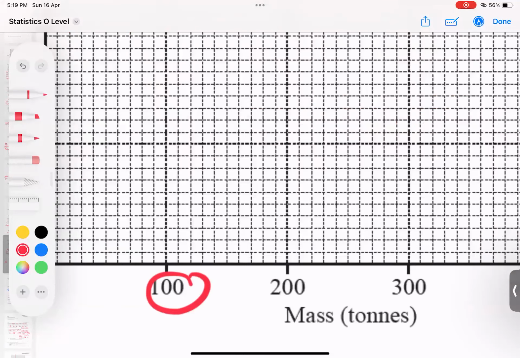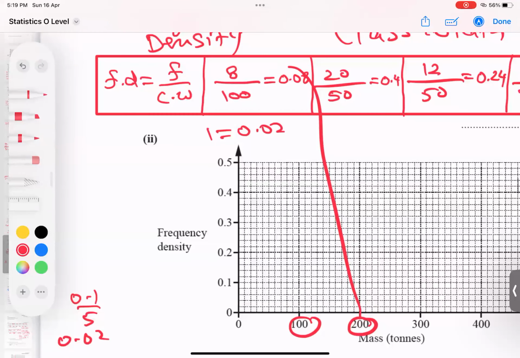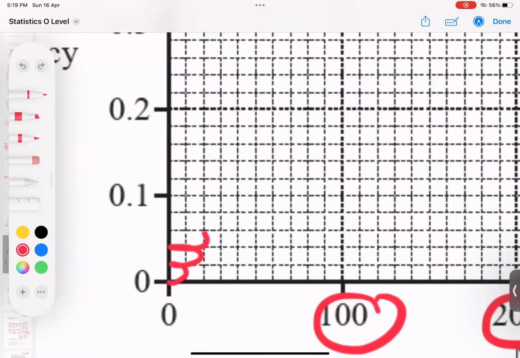Is it 100, this one? Is it 200, this one? What is the height? The height is 0.08, not 0.8. You know each box is 0.02. So my question: 0.02, 0.04, 0.06, 0.08. So this number is 0.08.